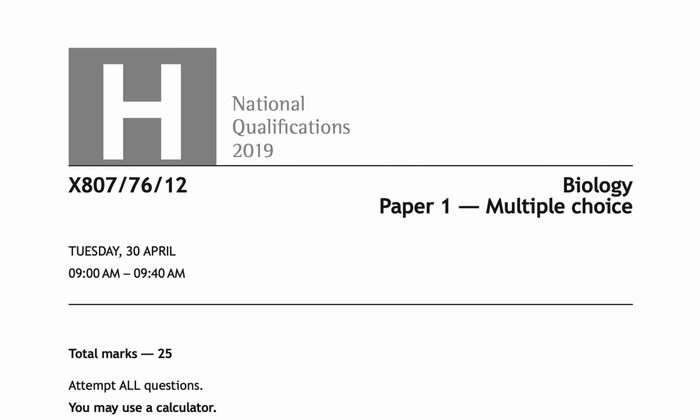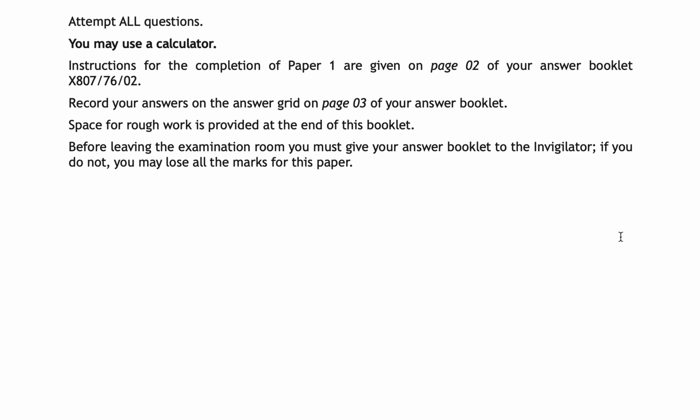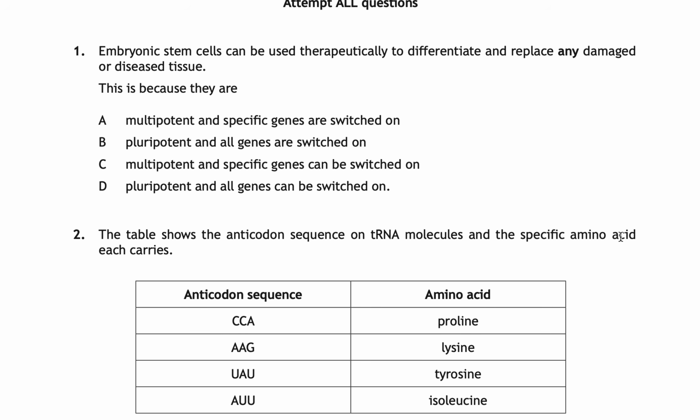So let's get started with question 1, and I'll scroll down here and introduce the question. Question 1 is about stem cells. It says embryonic stem cells can be used therapeutically to differentiate and replace any damaged or diseased tissue, and effectively the question is asking you why. For the first question, I'll remind you, you can pause this if you want. I'm going to give you the correct answer and then explain it.